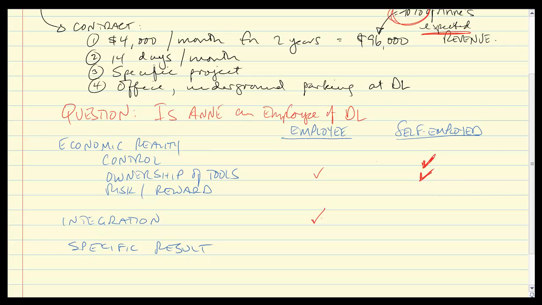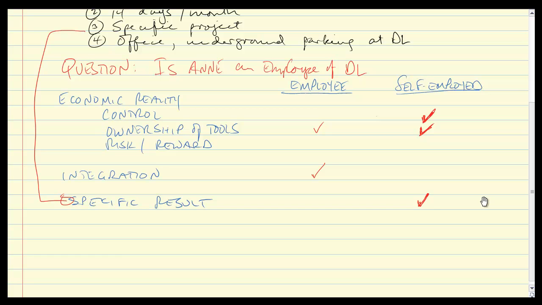And then the specific result test is a bit of a slam dunk in this case because it's a specific project that they've hired her for. The terms are very clear. You're here with us for 2 years, and so it's a specific project and or a specific result. She definitely passes that test.